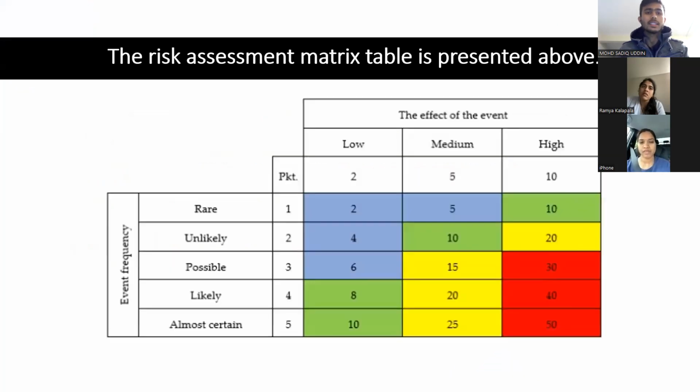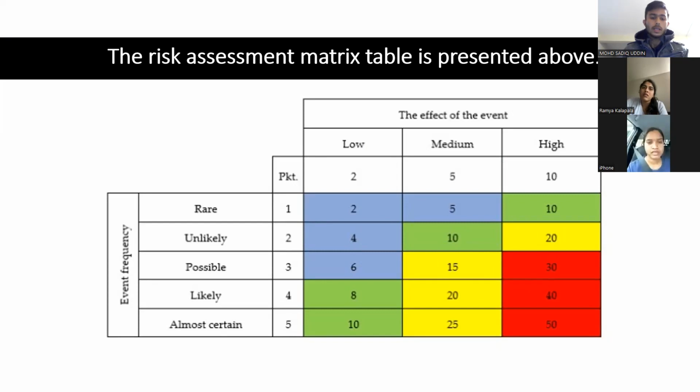Now coming to the next slide, the risk assessment matrix table is presented above. Usually the risk assessment is defined as a combination of the risk criteria, and the effects of the risk are also included in this matrix method. In the above table, we are defining this risk assessment table by using 4 different colors and their associated values. The colors used are: the low risk level is defined by the color blue, the medium risk level by green, the high level by yellow, and the very high level by red.